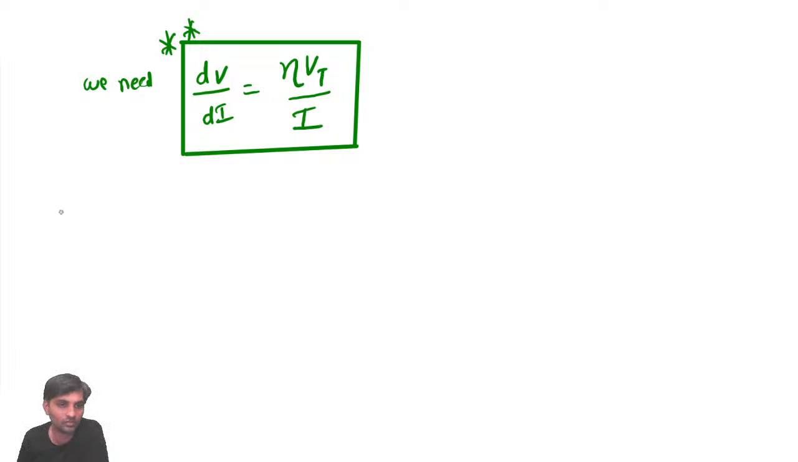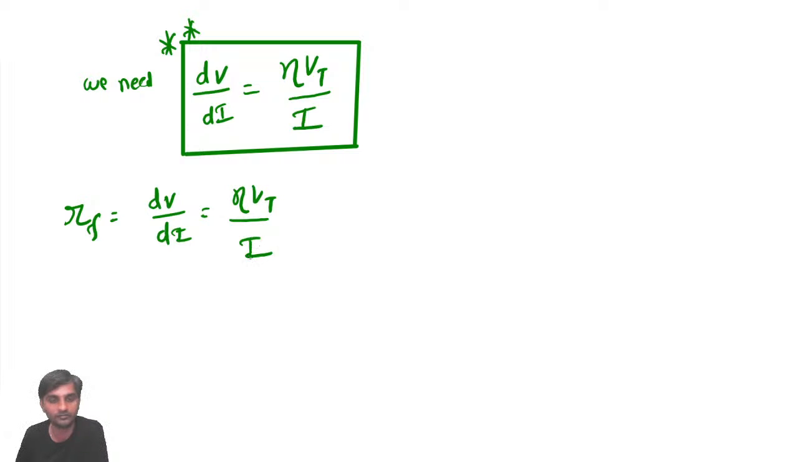So the RF, the forward dynamic resistance, is going to be dV by dI, which is equal to eta Vt by I.